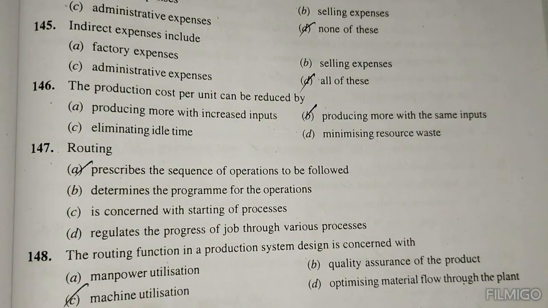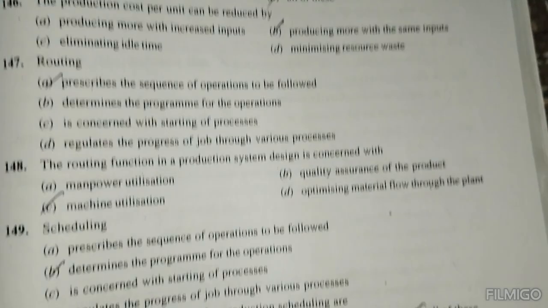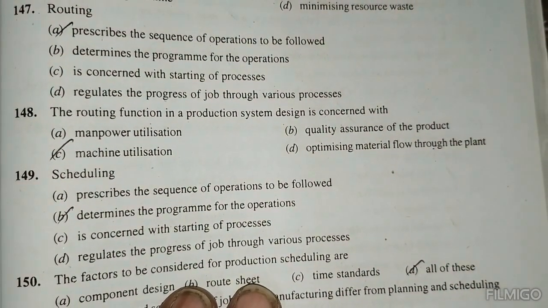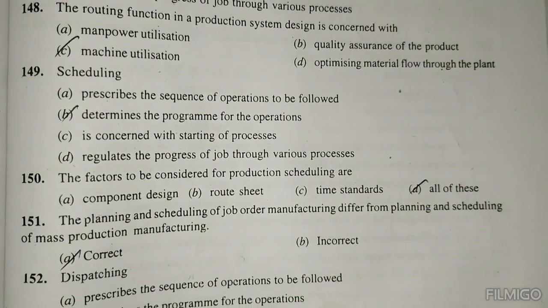Routing prescribes the sequence of operations to be followed. The routing function of the production system design is concurrent with machine utilization. Scheduling determines the program for the operations. The factors to be considered for production scheduling are all of the above.